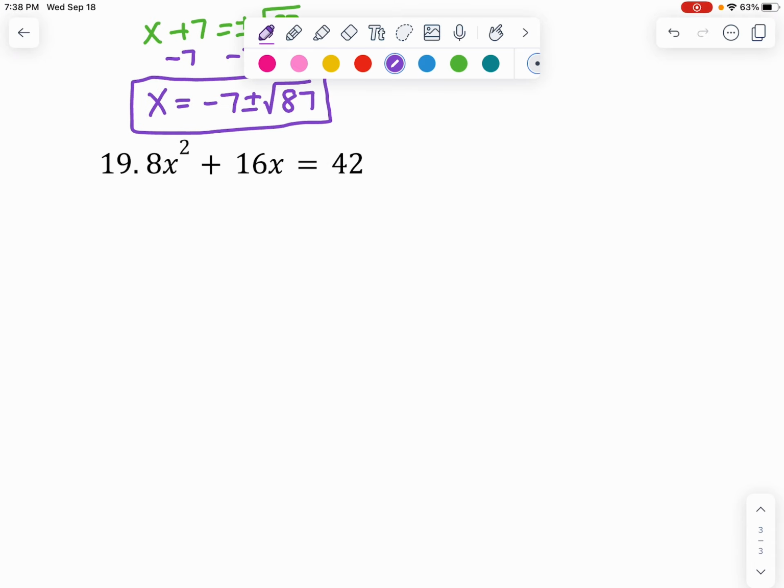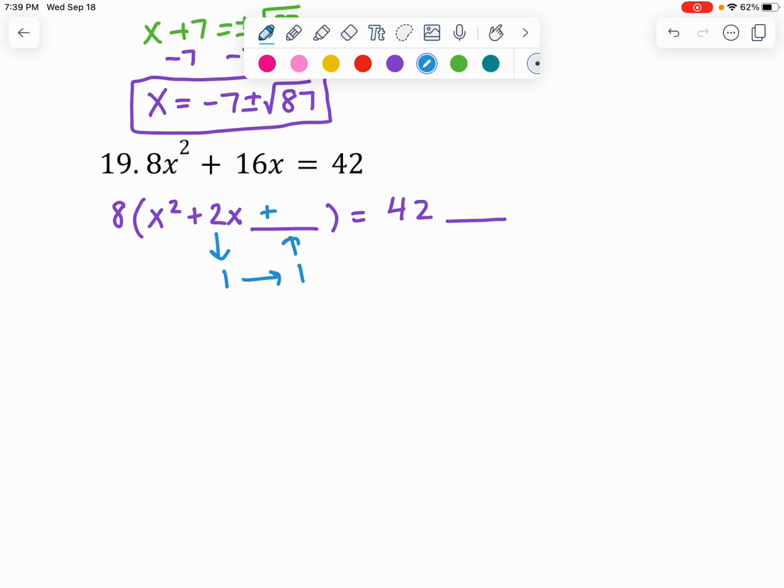Question 19. In this case, we have an extra step because there is a coefficient in front of x squared that's not 1. We're going to have to divide it out. So we're going to factor out 8 as if it's a GCF to get x squared plus 2x space equals 42 space. Now it's time to complete the square. Divide by 2, we get 1. Square it, we get 1. And add it into the parentheses, we get 1.